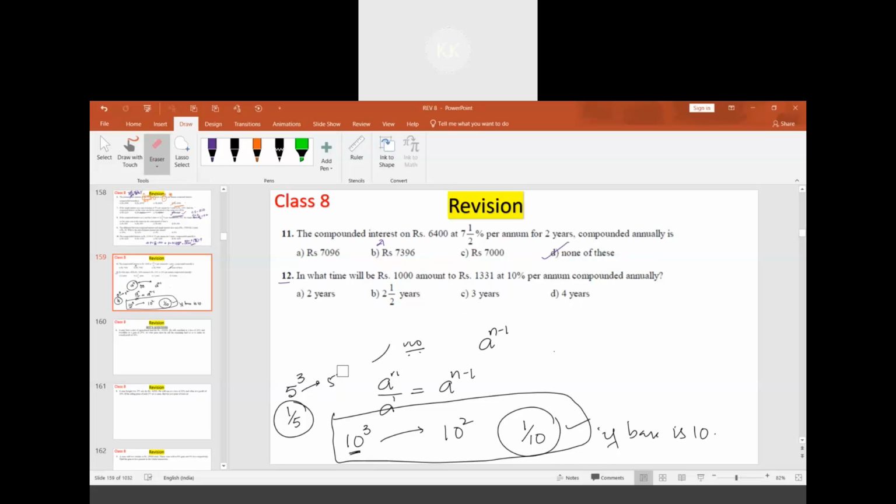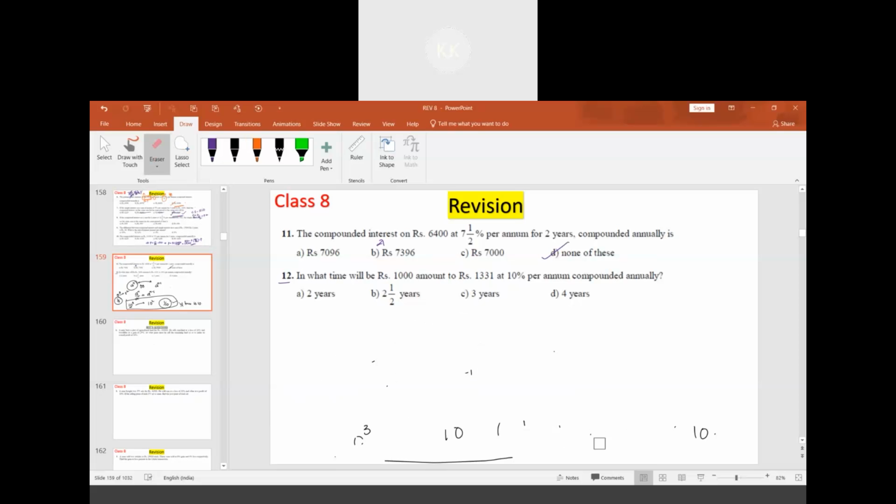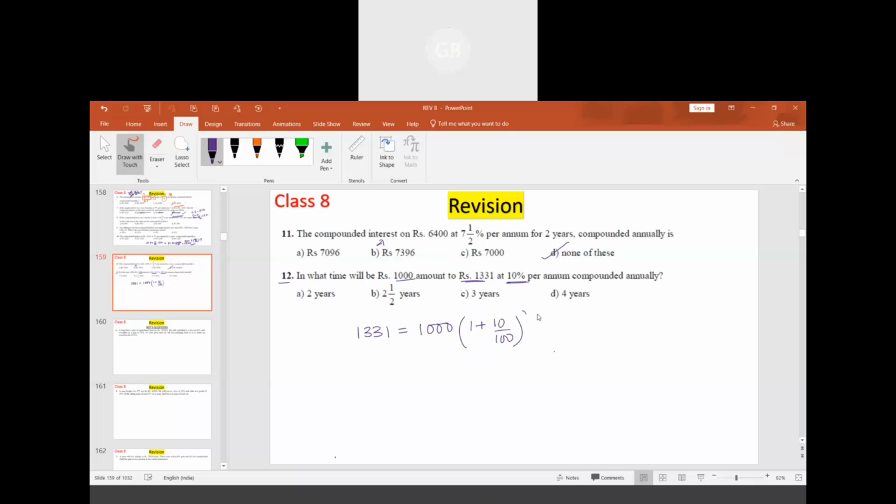So let's take the 12th question. In what time will rupees 1000 amount to 1331 at 10% per annum compounded annually? We have to find the number of years. They have given that the principal has become the amount at 10% per annum. So 1331 is the amount, which is equated to principal 1000 multiplied by 1 plus 10 by 100, to the power n. We need to find n.